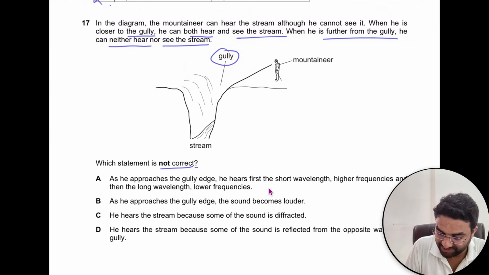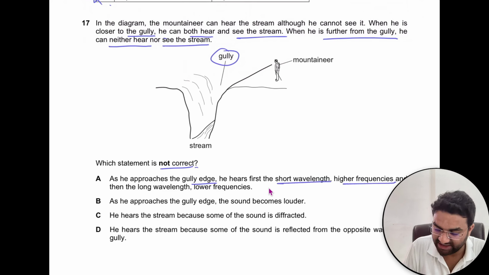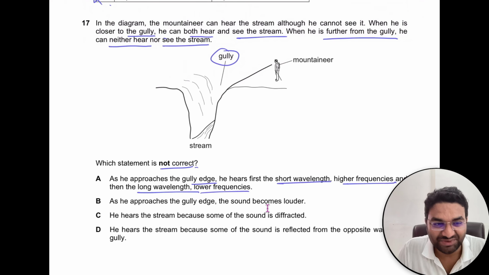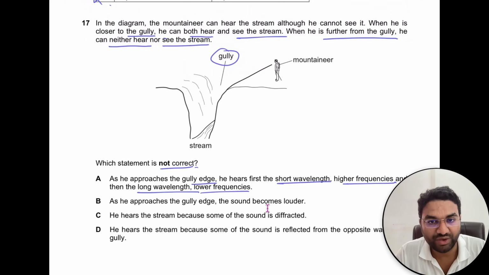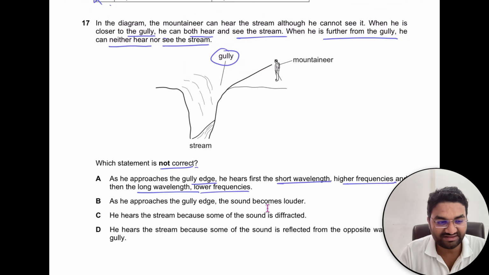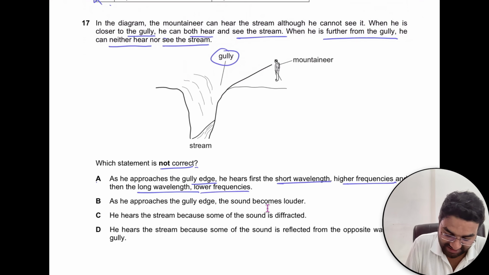So as he approaches the gully edge, he hears first short wavelength, higher frequency, then long wavelength, lower frequency. Here the first one doesn't make sense actually. Why? Because there is diffraction, basically bending of waves around the obstacles and through the opening, and the sound waves with longer wavelengths diffract more significantly than those with shorter wavelengths, isn't it? So longer wavelengths are there, then diffraction is possible. So this one doesn't make sense.